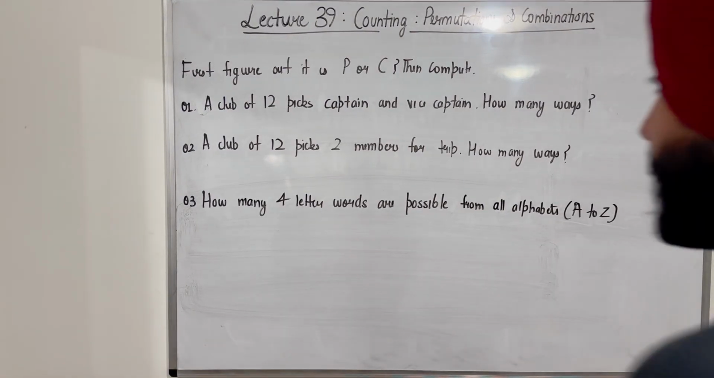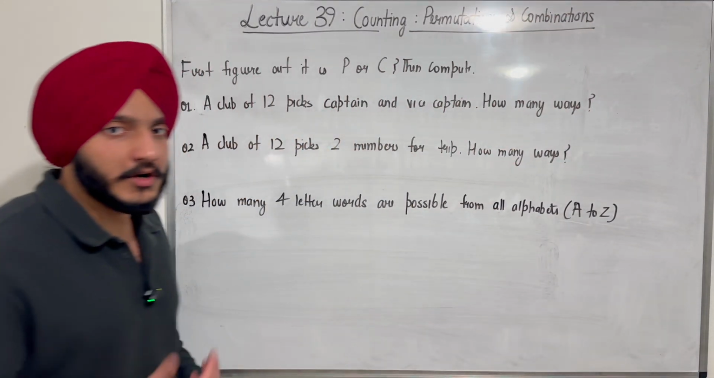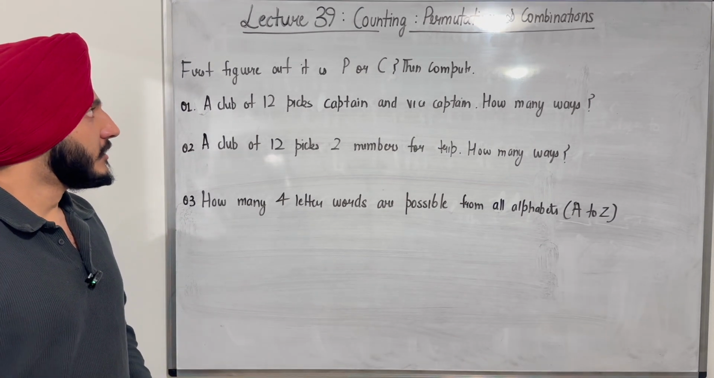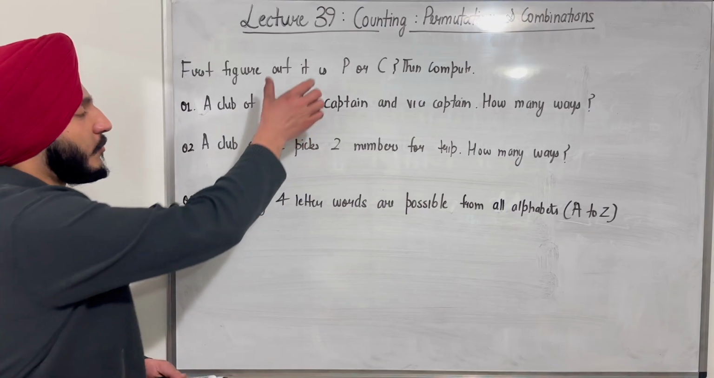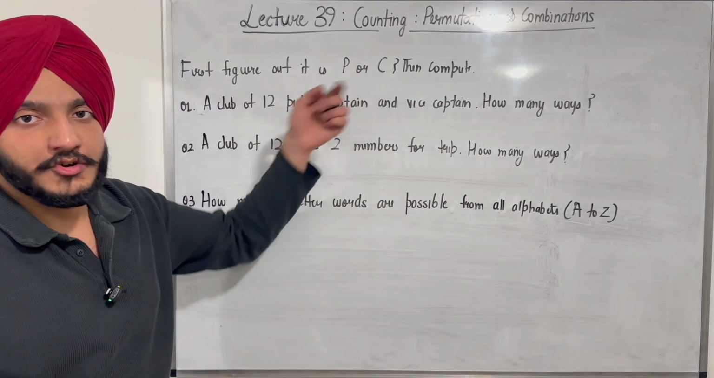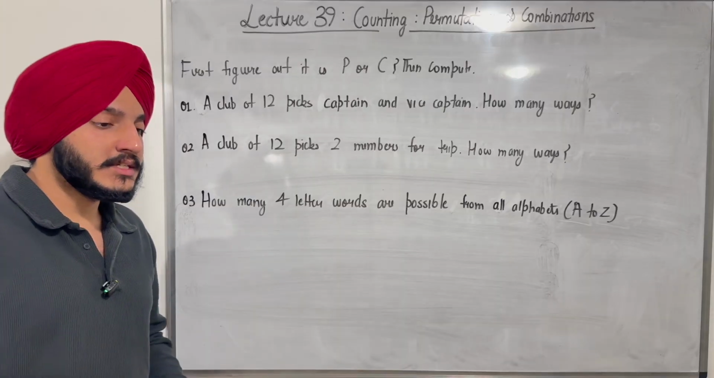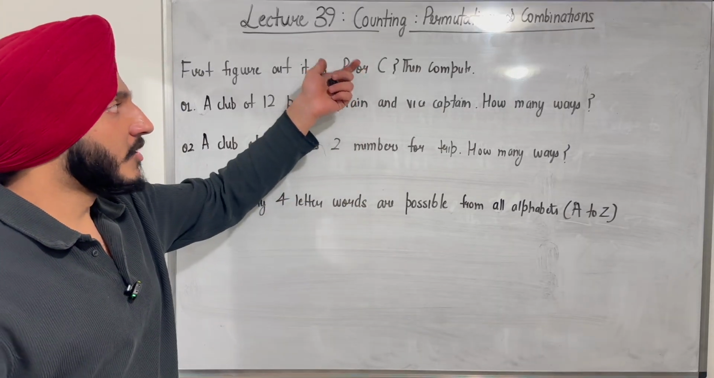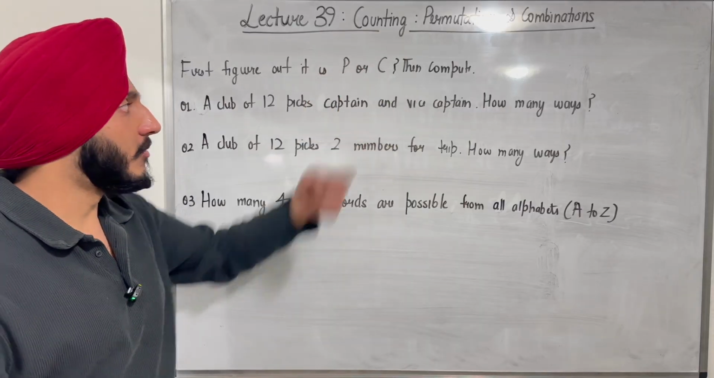Okay, everyone, I've given these questions on the board, so try to pause the video and solve them. Okay, so first of all, I've given this point over here, right? First, figure out if it is a permutation or a combination. So the idea is you need to figure out if the order matters or not. If the order matters, it's going to be a permutation. If it does not, it's a combination, right?